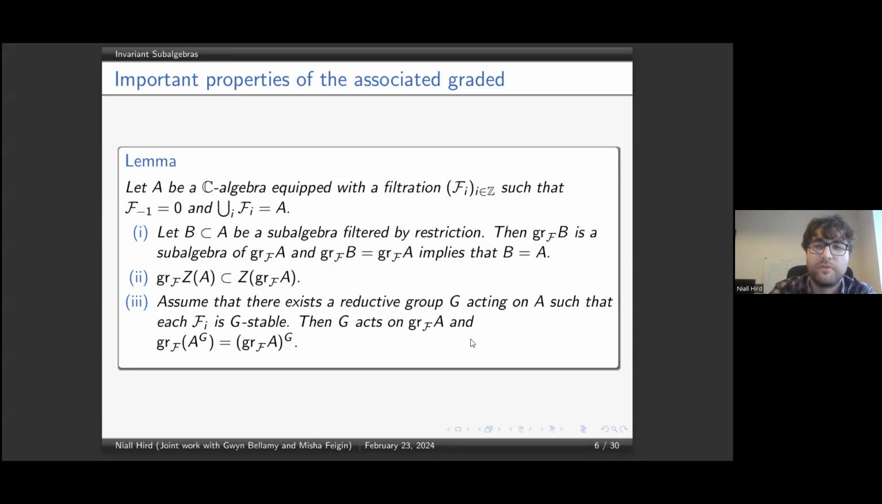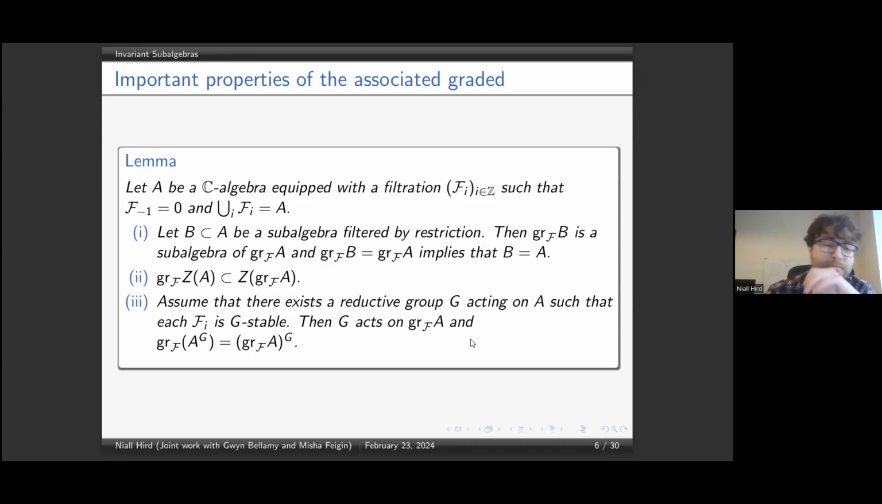So we just have this lemma right at the beginning of our paper, which says that if you've got some filtered algebra A, then, this is the first part, if B is a subalgebra of A, then you can make a filtration of B just by intersecting each of these Fi's with B. So you can make the associated graded of B, and that's a subalgebra of the associated graded of A. And our claim is that if the associated gradeds are equal, that means that B is equal to A as well.